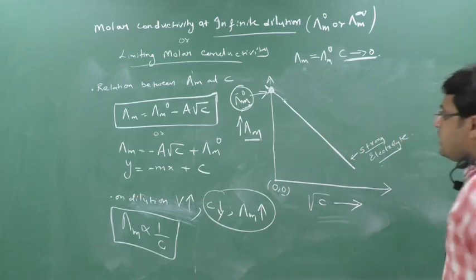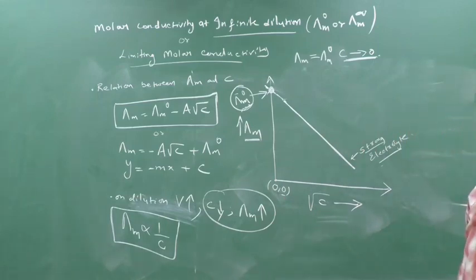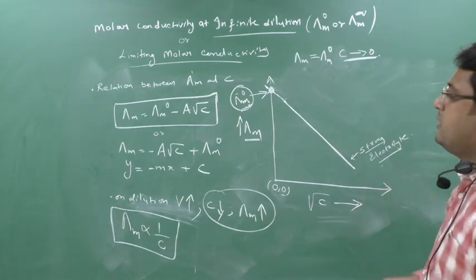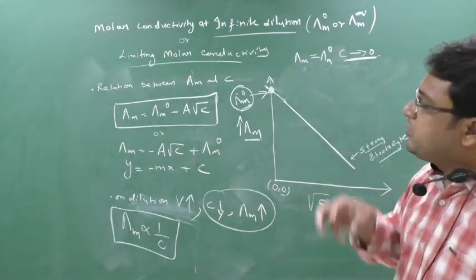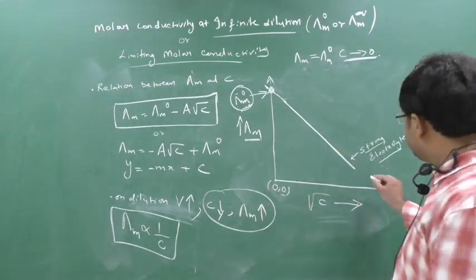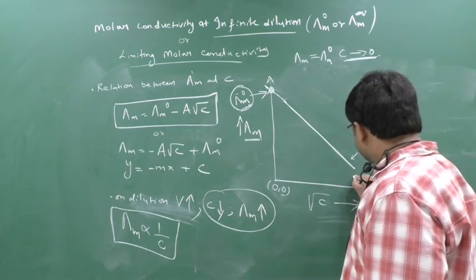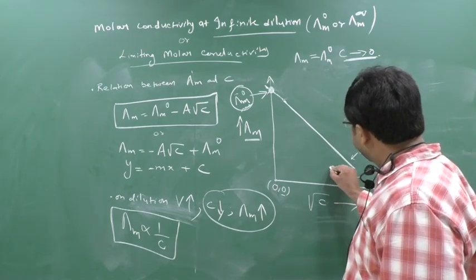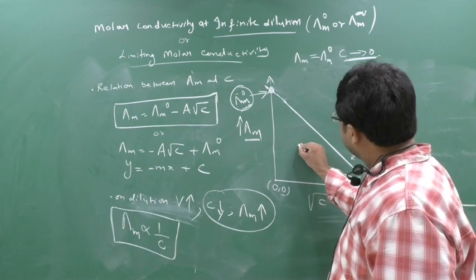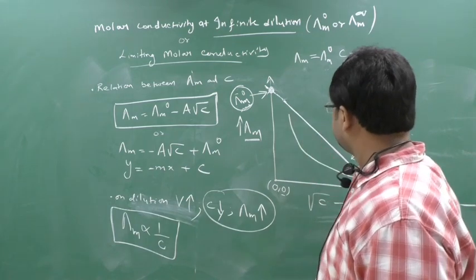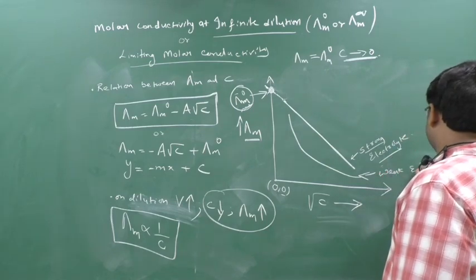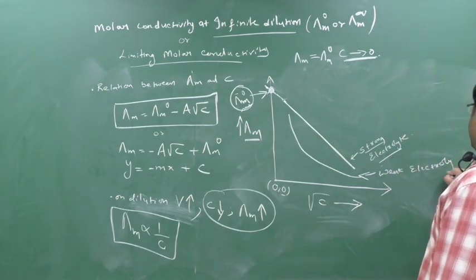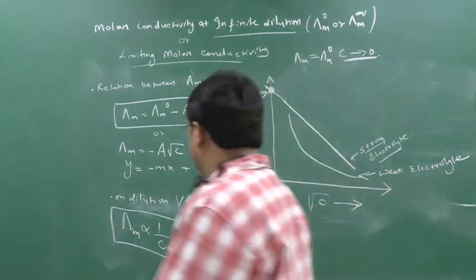Now I went for the weak electrolyte. Now we will do the same experiment by taking weak electrolyte. So as and when I take the weak electrolyte, initially when I decrease the concentration, the value of lambda m got decreased. But this graph I obtained, this graph is for what? Weak electrolyte.